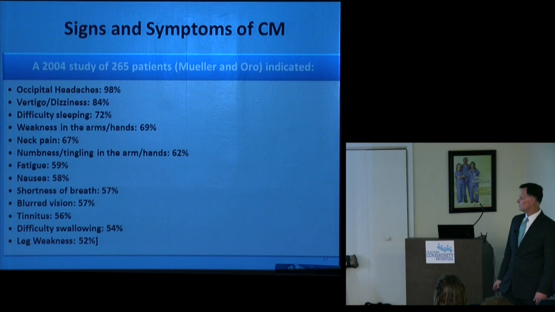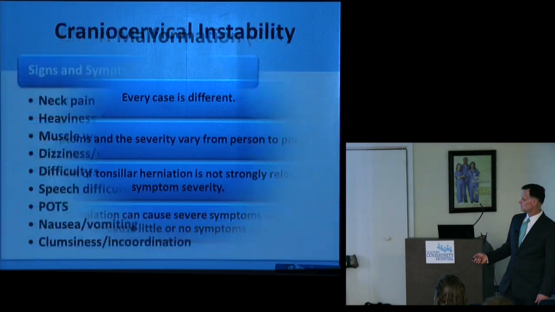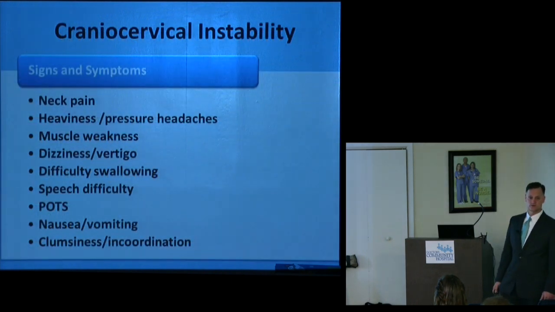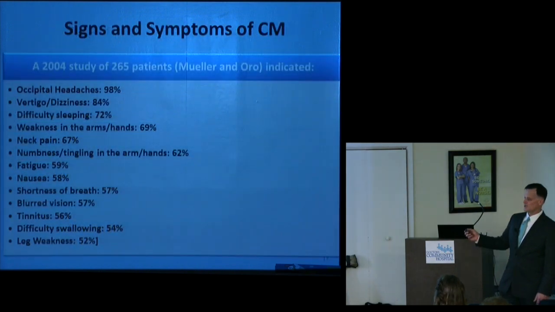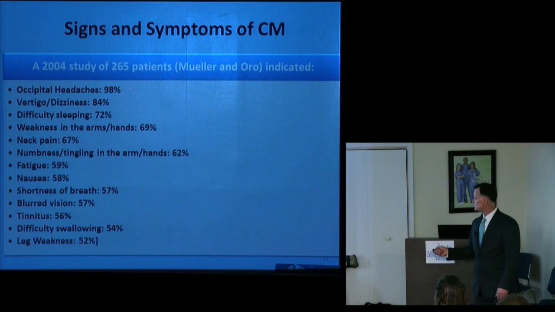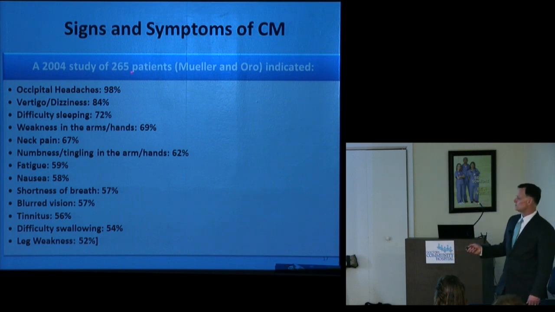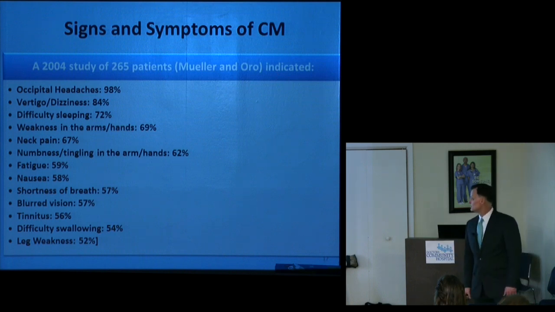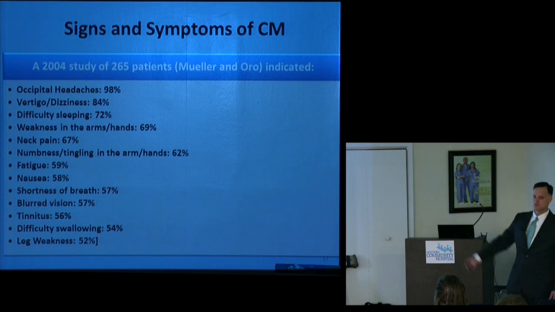Signs and symptoms of a Chiari malformation. If you look at those quickly, they're very similar to those. What I liked about this slide is, in 2004, 265 patients by Mueller and Oro, they did a study of patients that had a Chiari malformation. 98% of those 265 patients had occipital headaches. And the percentages that you see to the right of each one of the signs and symptoms were the percentages that the 265 patients had.